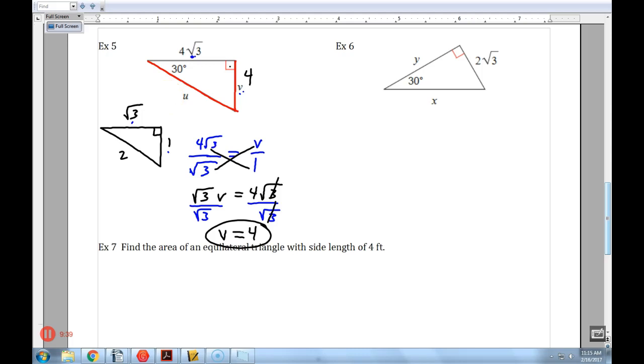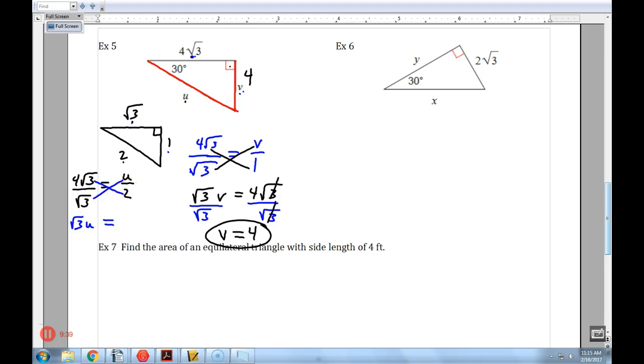So using proportions, similar idea. 4 radical 3 is to radical 3. I start off the same way as I did the last problem. Equals u is to 2. So I did big over little, big over little. And similar idea, I get the square root of 3 times u equals, and that bar should not be over the u, just the 3, equals 2 times 4 radical 3.